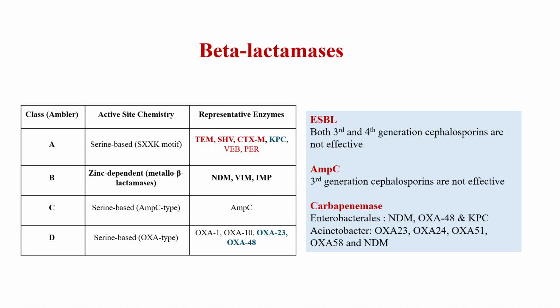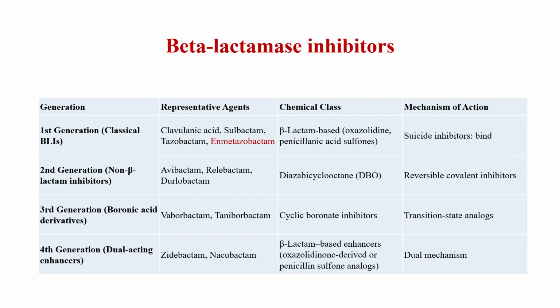So we need a very specific beta-lactamase inhibitor which can inhibit the resistance mediated by OXA-23, 24, 51 and 58. These are very specific for Acinetobacter. In Acinetobacter we have a new drug called sulbactam-durlobactam. Durlobactam is very effective against OXA-mediated carbapenem resistance, right? So for these beta-lactamases, we try to make beta-lactamase inhibitors. Now there are four generations of beta-lactamase inhibitors.